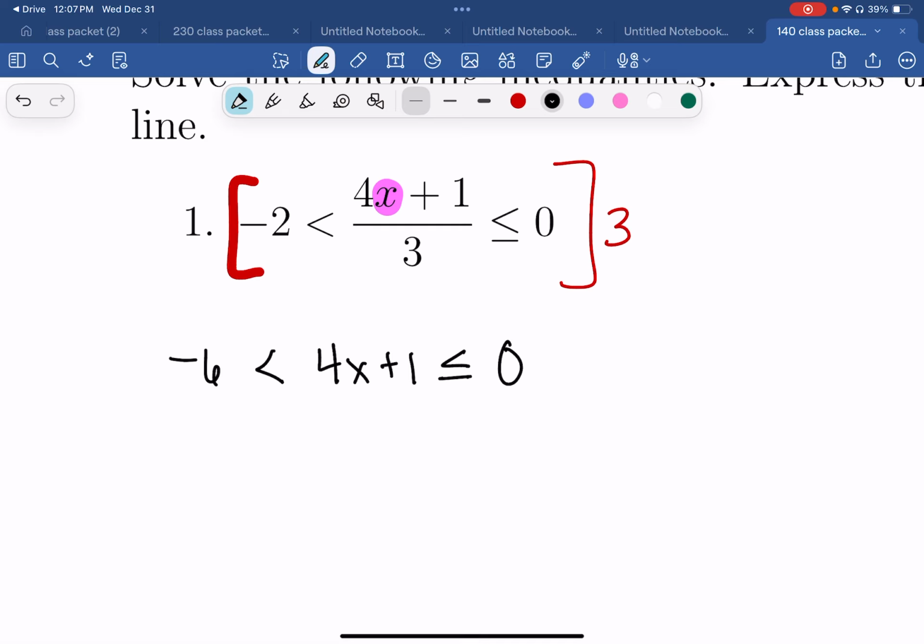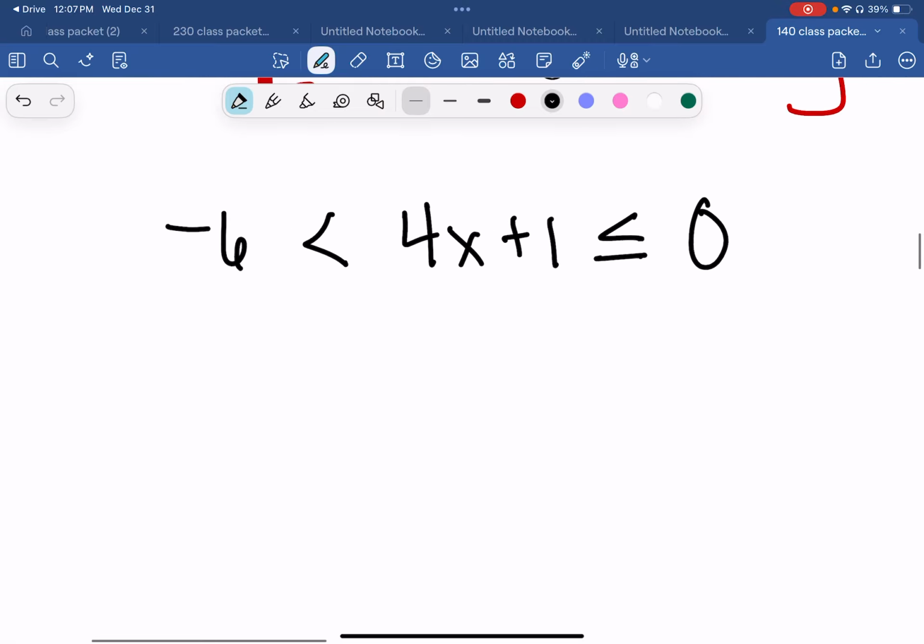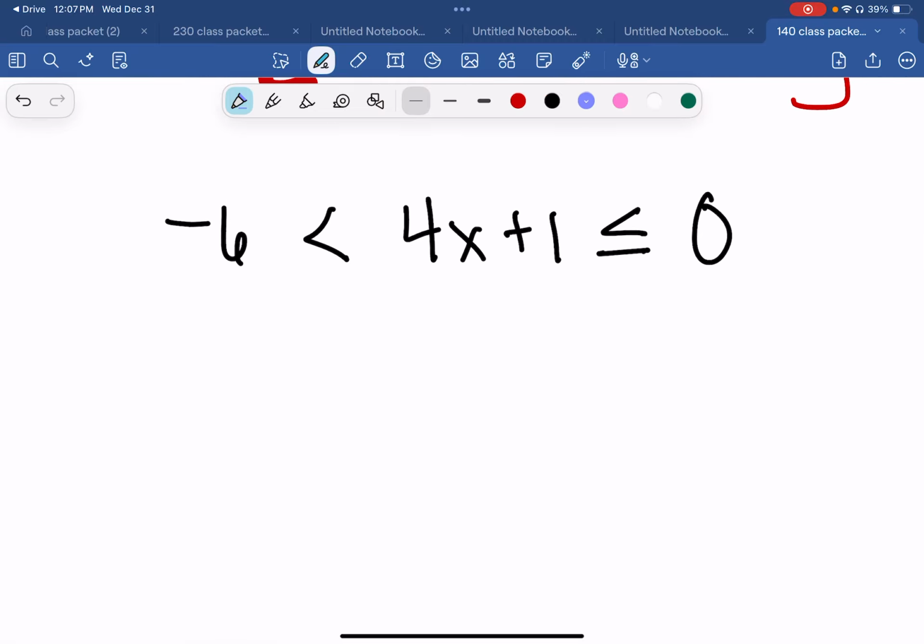Now, next, I want to get rid of that plus 1 because I want that x in the middle by itself. So we are going to go ahead and subtract 1 on all three sides, right? Whatever we do to one side, we do to all sides. So that gives us a negative 7, less than 4x, less than or equal to negative 1.